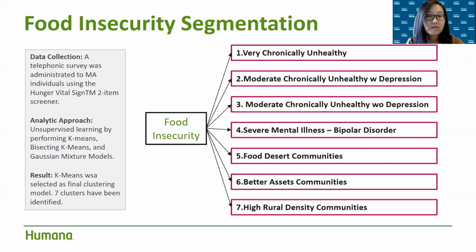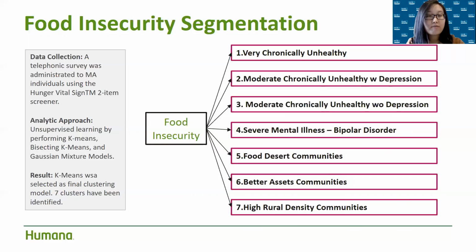The third cluster is really similar to the second one, but the difference is they had no history of depression diagnosis. The fourth one is for behavioral health, a severe mental illness, bipolar disorder. Those members had a diagnosis of bipolar disorder.